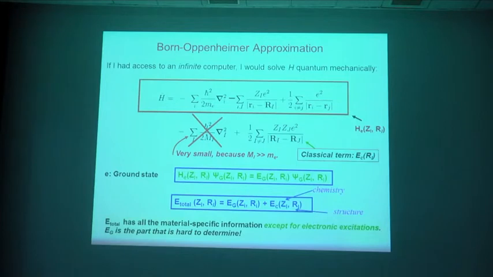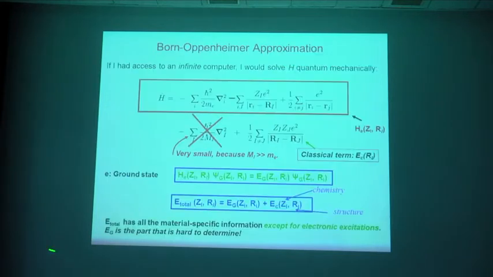And that's where the chemistry and structure of that material enter this analysis. So the energy function that you calculate using density functional theory from first principles is capturing the dependence of this energy on chemistry as well as structure in a very unbiased way. There are no fitting parameters there. So E total has all the material-specific information except for electronic excitation. And EG is the hard part to determine, and that's what Manoj basically covered in his lectures yesterday.